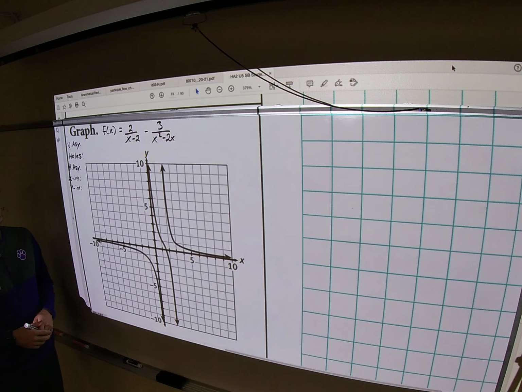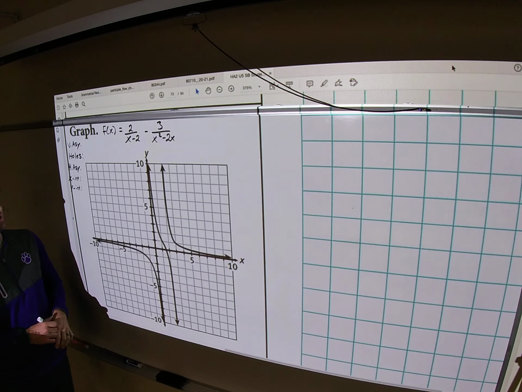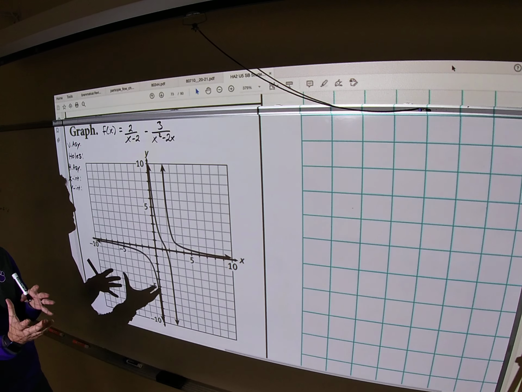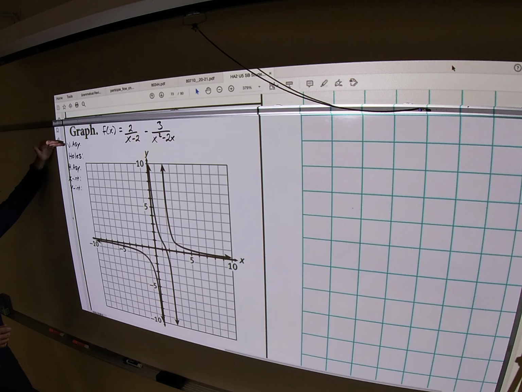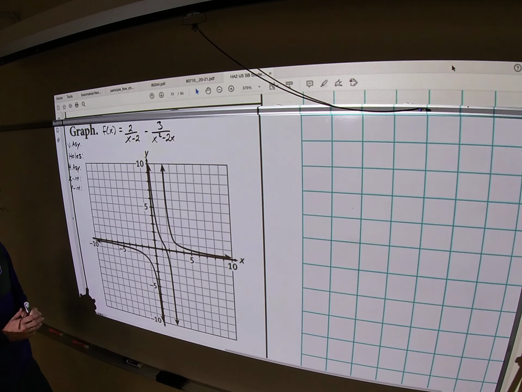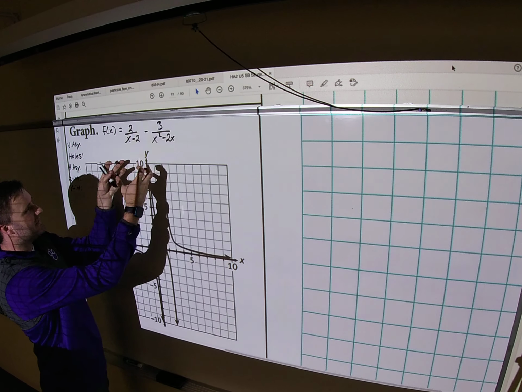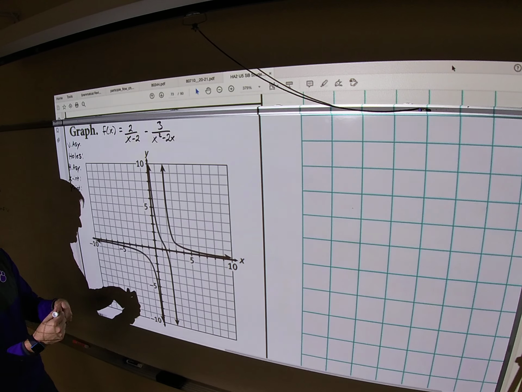All right, so today we're going to talk about how to graph rational functions. Now, written this way, you can see some things about the graph, but really what we want to do is find the vertical asymptote, any holes, horizontal asymptote, x-intercept, y-intercept. And so in order to do that, we want to combine these two fractions into one fraction.